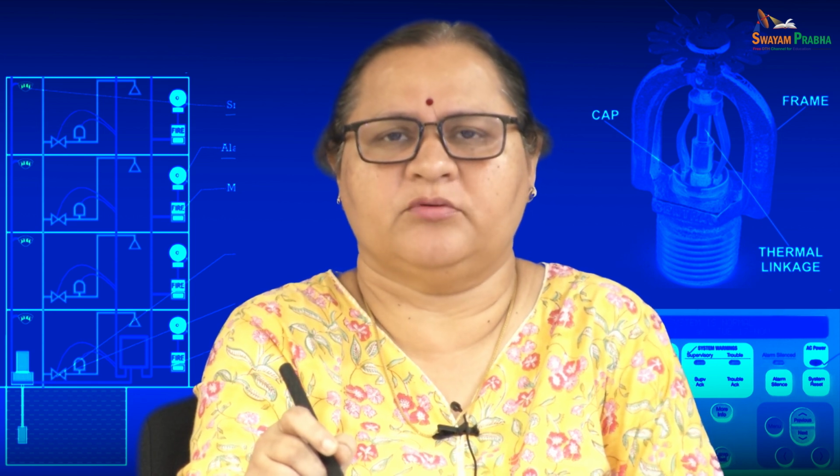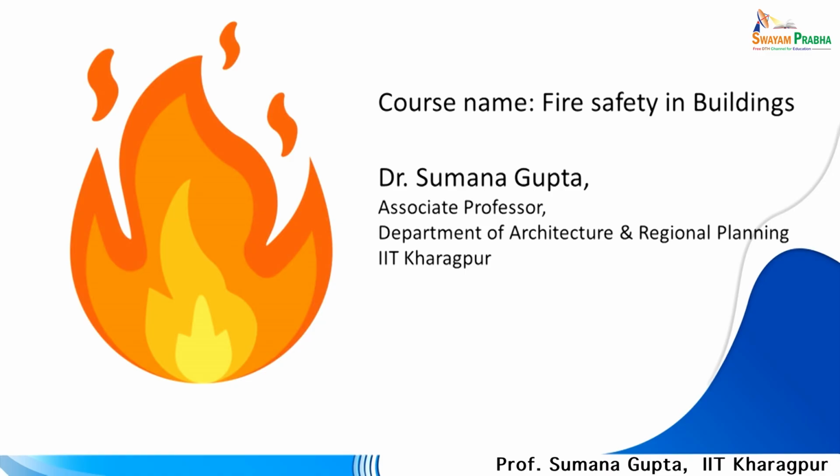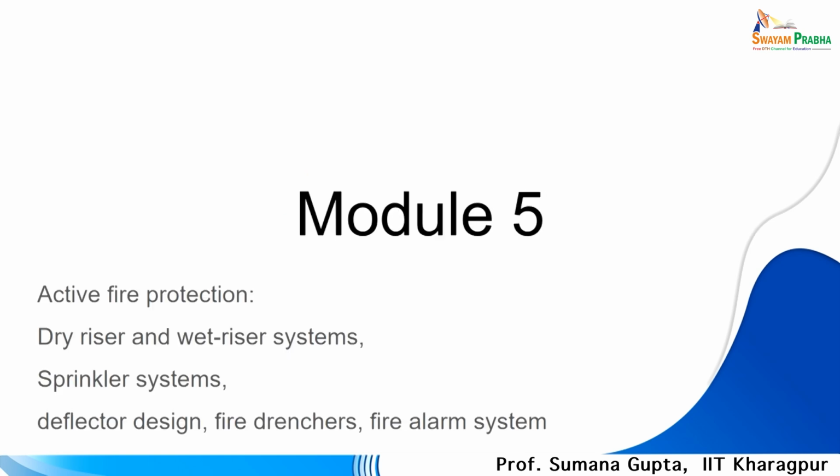Dear students, we are now in module 5 of the course Fire Safety in Buildings. In the previous modules we have learnt about the various methods of measurement of fire load, then the building materials part, then the smoke part, and then we understood the passive methods of protection. Now, in this particular module we will try to cover the active fire protection systems.